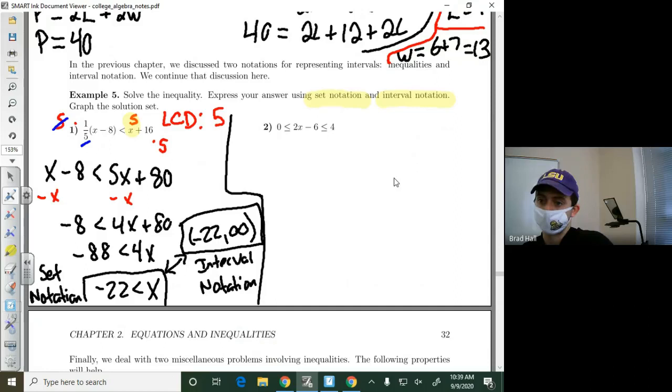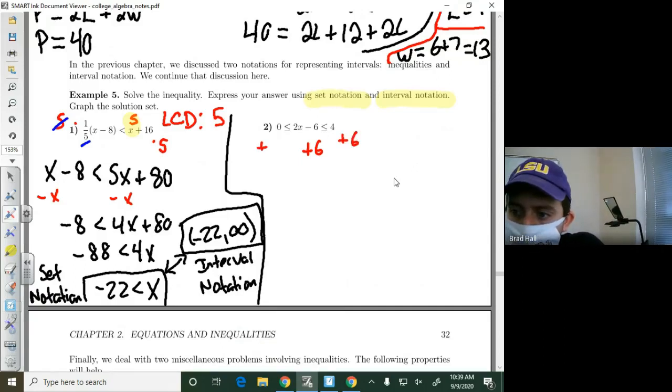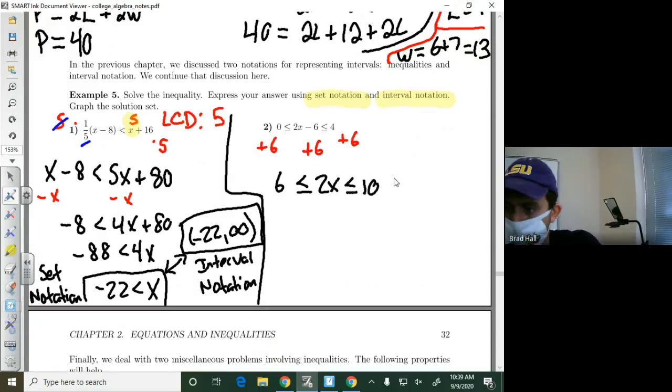Compound because there's two inequality symbols, ultimately. So that means if you're trying to get x by itself by, say, adding 6 to get rid of the 6, then you have to do that to all three sides. So 0 plus 6 would be 6 over here, and then 2x by itself in the middle, and then 4 plus 6 is 10.